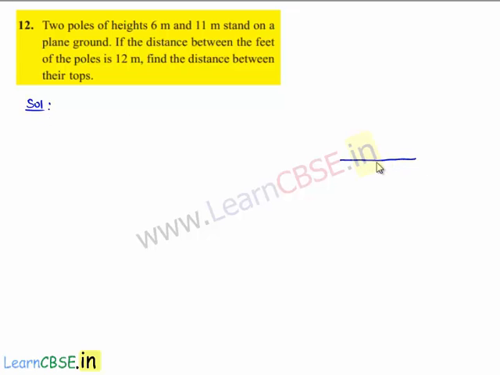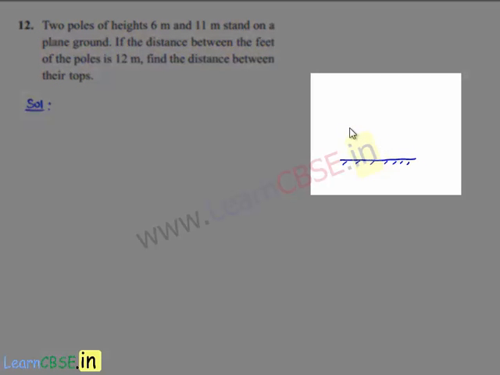He has given that two poles of height 6 meters and 11 meters, which are 12 meters distance apart, lie on the ground, and he asked us to find the distance between tops. Let us assume that AB be the first pole and CD be the second pole and BD be the distance between the poles. Then he asked us to find the value of AC, that is distance between the tops.